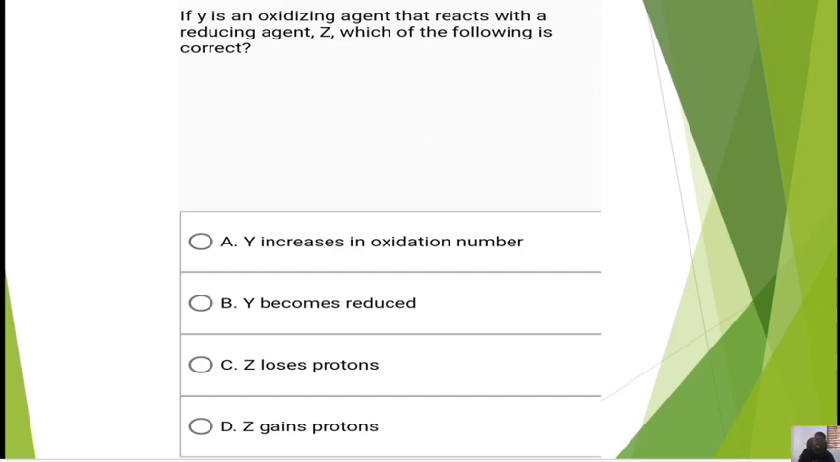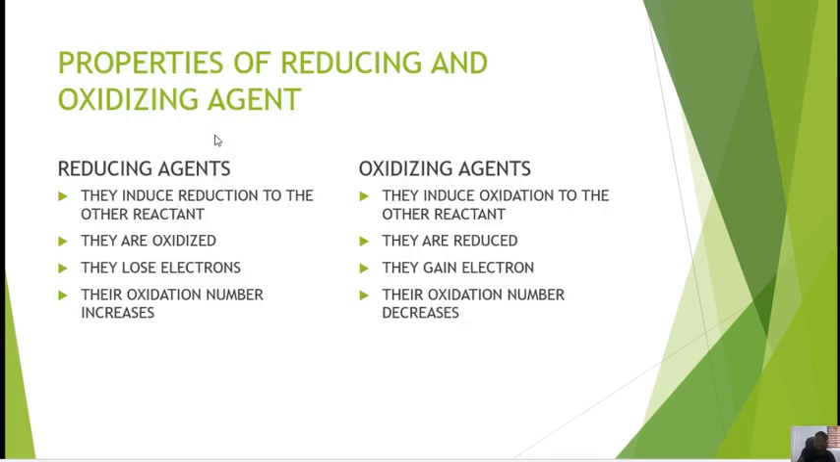If Y is an oxidizing agent that reacts with a reducing agent Z, which of the following is correct? Now, if Y is the oxidizing agent, what can we get from Y as the oxidizing agent? It is supposed to have or cause oxidation to Z. If Y is the oxidizing agent, it's supposed to cause oxidation to Z, which means it is also going to be reduced. Now, when you say that Y is going to be reduced, it implies that Y will gain electrons, or there will be a decrease in the oxidation number of Y. Let's now look at the option.